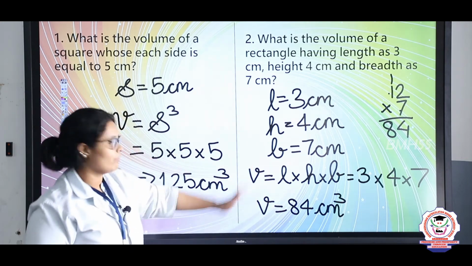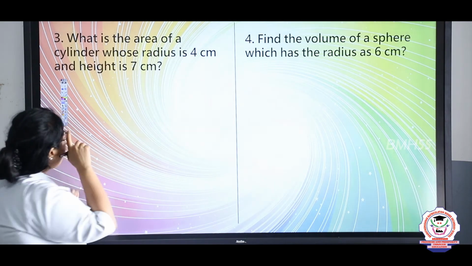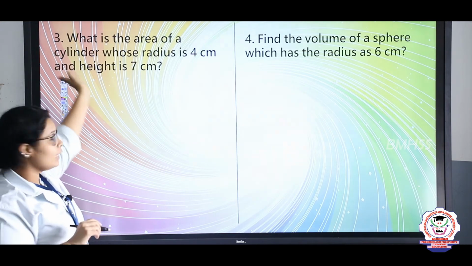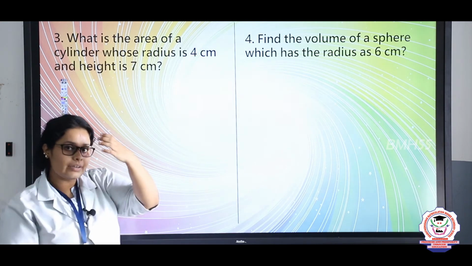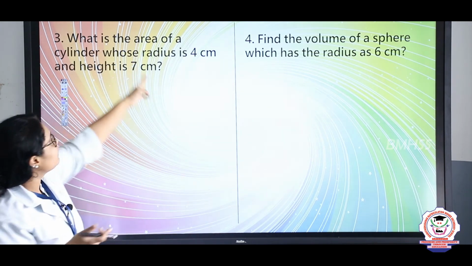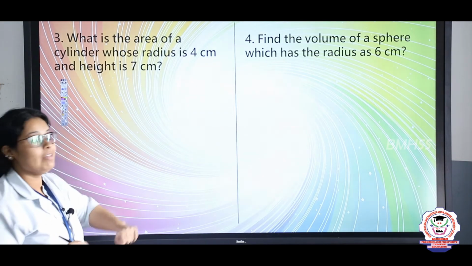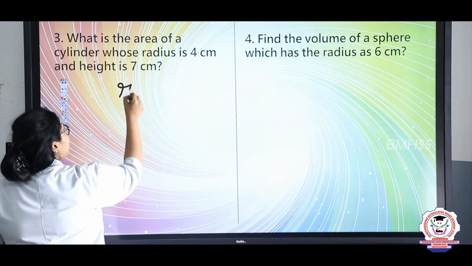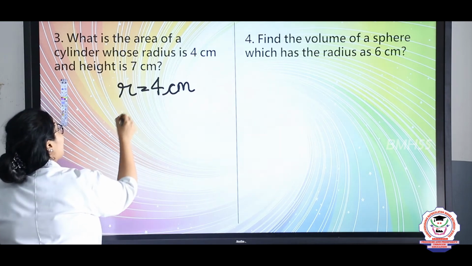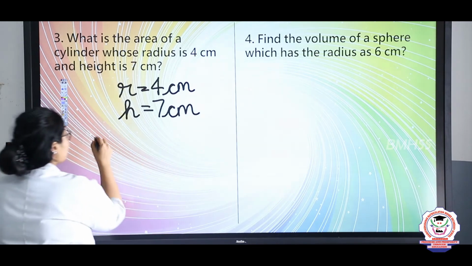Right students? I hope you have understood what we have discussed here. Now let's see in this question what they are asking. Okay children? So what is the volume of a cylinder? Cylinder is a cylindrical shape. From top it will be flat, from bottom also it will be flat. So their radius is how much? Radius is 4 centimeter and the height is 7 centimeter. So radius R is equal to 4 centimeter and height is what? Height is 7 centimeter.